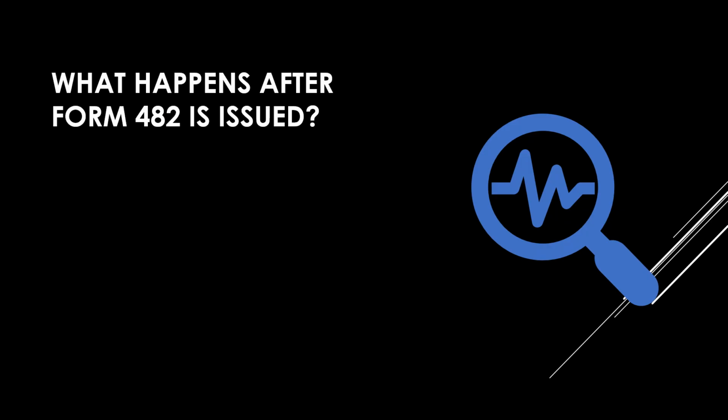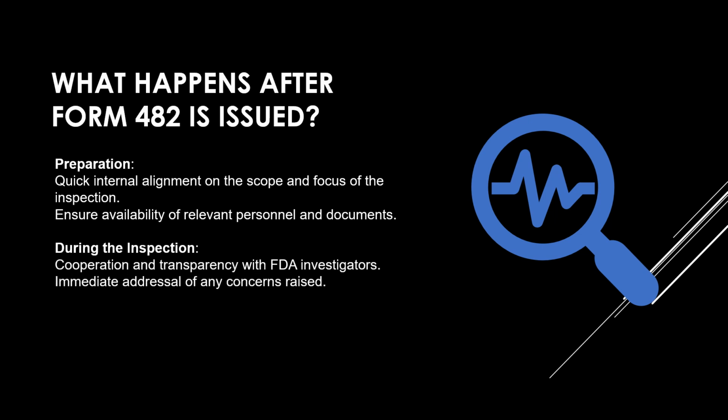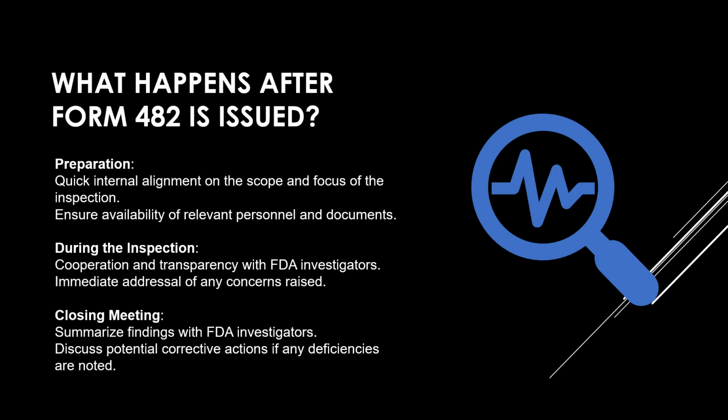So what happens after Form 482 is issued, right? So first one is the preparation: quick internal alignment on the scope and focus of the inspection to ensure the availability of relevant personnel and documents, right? And then next is during the inspection: cooperation and transparency with the FDA investigator and immediate addressal of any concern raised. During the audit, if they inquire something, you need to respond accordingly. And then finally the closing meeting. It summarizes the findings with the FDA investigator and discusses potential corrective action if any deficiency is noted by them, right?